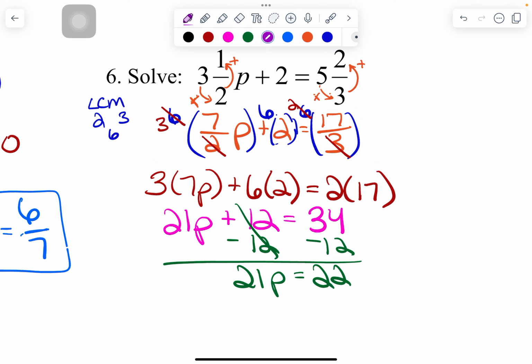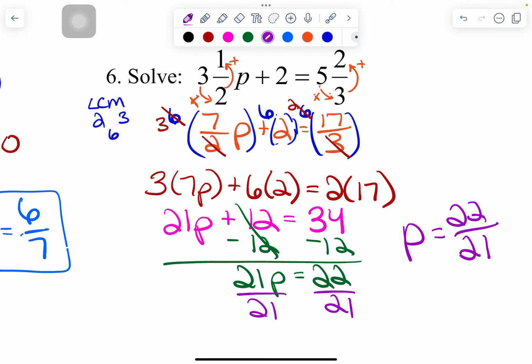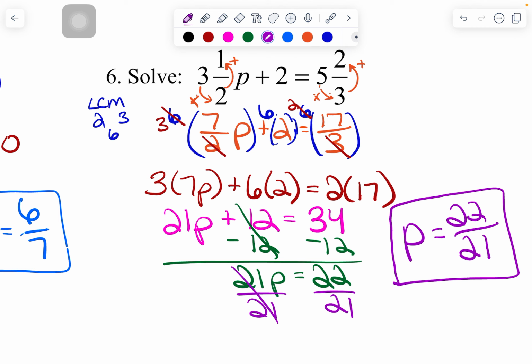And then, oops, I don't need the color chart. Let's go ahead and divide both sides by 21, leaving me with a lovely improper fraction of 22 over 21. The fraction cannot be reduced. The fraction cannot be simplified. I definitely can't divide that. And I will never convert from improper to mixed. So I'm going to leave that as 22 over 21, and I'm a happy camper.